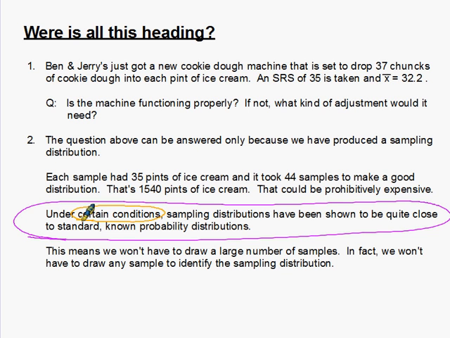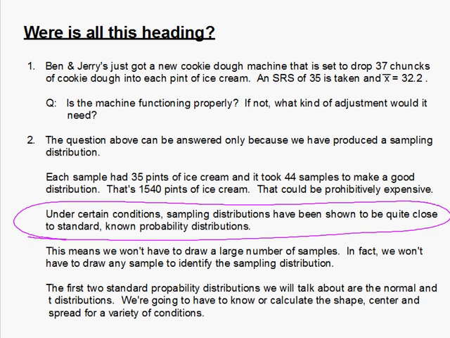So the rest of this time is really going to be talking a lot about, well, what are these conditions? And there's going to be a bunch of them. And a lot of students find that part kind of hard. You have to kind of keep track of all the different conditions and their different calculations depending on the different conditions. But we'll go through them kind of slowly and in an organized way, and hopefully that will help. Now, the first two standard probability distributions that we'll talk about are the normal distributions. We've talked about normal distributions before, and the t-distributions.